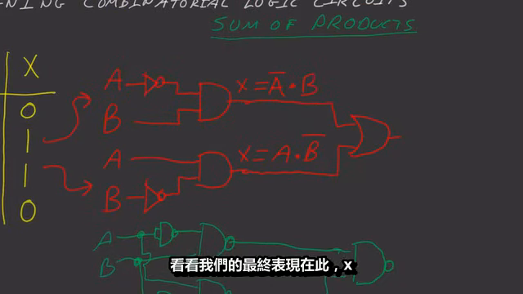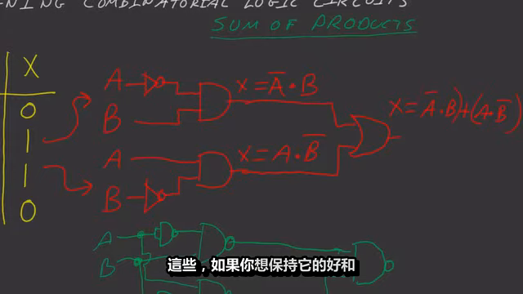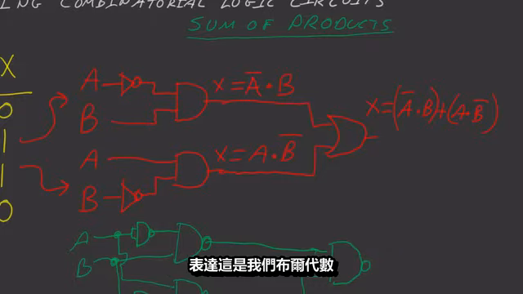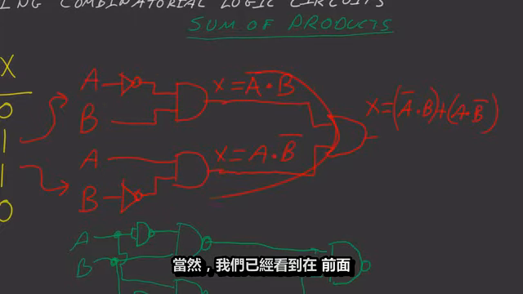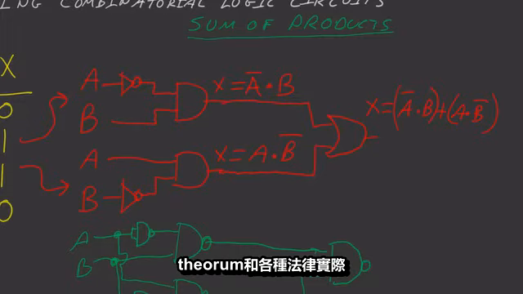And we actually forgot to look at our final expression here. X equals NOT A and B, or A and NOT B, like that. You can put brackets around those if you want to keep it nice and tidy. And that's our Boolean logic expression, our Boolean algebra expression for this particular circuit. And of course, we've seen in the previous video how we can use De Morgan's theorem and the various laws to simplify Boolean algebra like this.